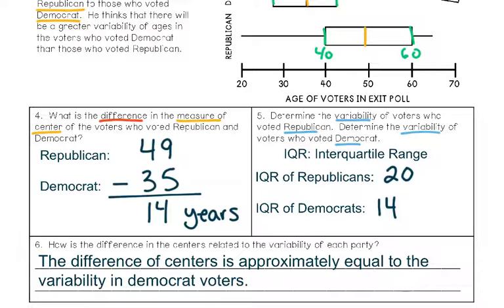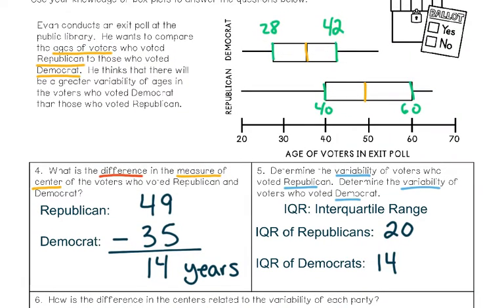For question 6, it's asking about the difference in the centers relating to the variability. I noticed that the difference of the centers here is approximately equal to the variability in the Democratic voters. That's just something that I noticed. I also noticed that when I look at the box plot, there's a greater range of Republican voters, but less of a range in ages of Democrat voters. That doesn't mean that there's less data points. It just means there's a greater spread in the Republican voters. We can see that in a box plot.